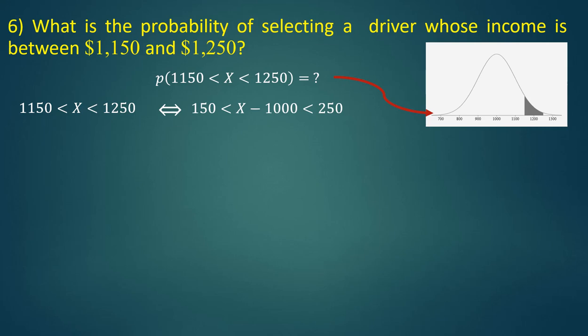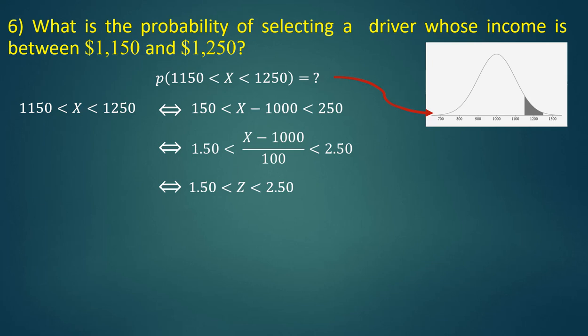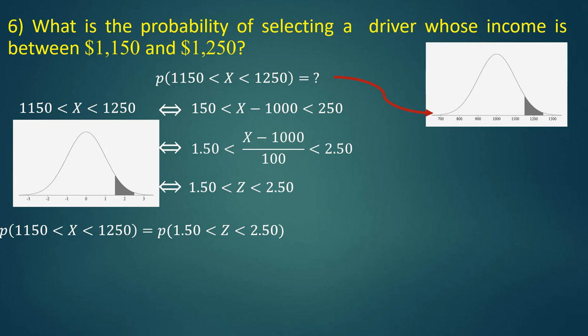Then we divide the whole inequality by 100, so the value of z will be between 1.5 and 2.5. Which means that the probability of x being between 1,150 and 1,250 is the same as the probability when z is between 1.5 and 2.5. So graphically, using the standard normal distribution graph, we get this situation. Once again, we need to analyze this situation in order to use the standard normal distribution table.